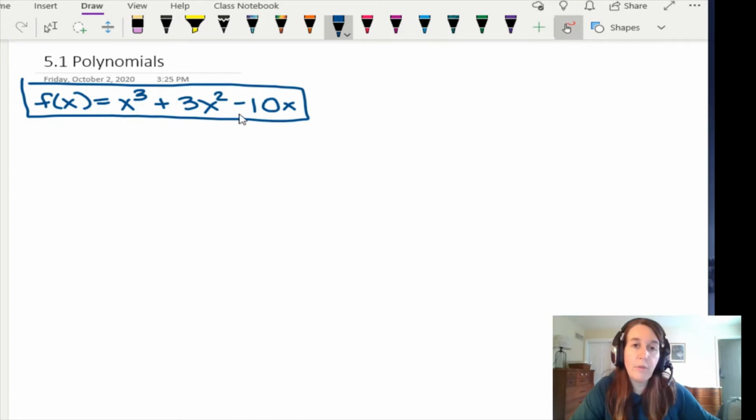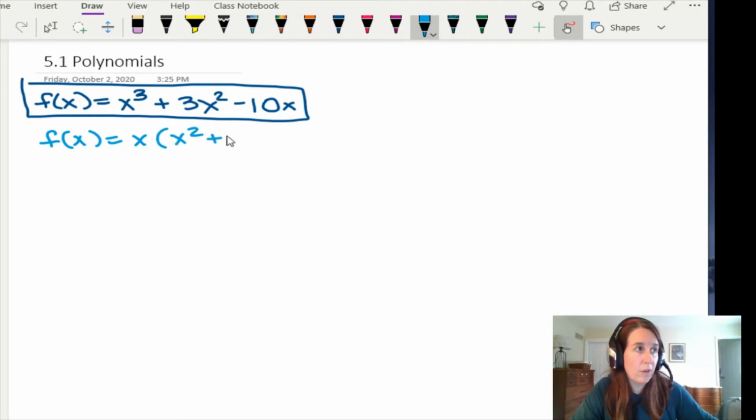We'll be able to tell the degree, the number of zeros, the end behavior, and a few other things. So the first thing that we want to do, if possible for a polynomial, is to factor it so that we can find the zeros. So factoring means we're going to first notice that there's an x in each term. So there is actually what's called a GCF, greatest common factor of x. So that would be x times x squared plus 3x minus 10. And then we're going to hope that this also factors.